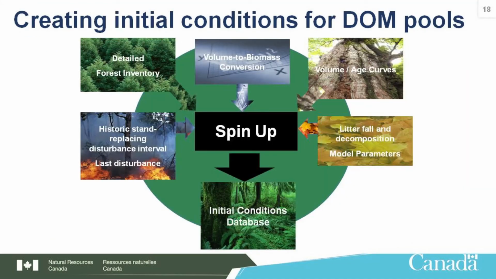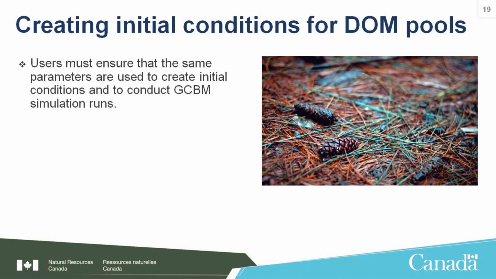So, the spin-up process is basically the GCBM in a different mode, using the same code, parameters, and data for volume to biomass conversion for inventory, etc., but it uses the historic and last stand replacing disturbances and stand replacing disturbance interval for your regions. With that, the initial conditions are created. Unless you want to conduct a research experiment on climate change or some other aspect, you should use the same parameters to create the initial conditions as are used for the subsequent GCBM simulation.